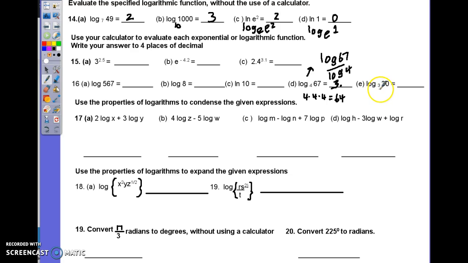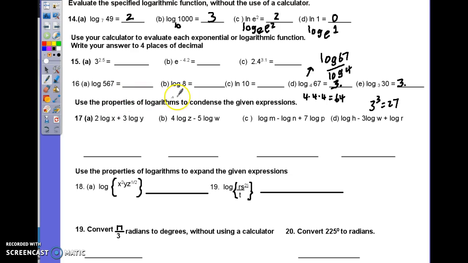And just to give you an idea of what you should have, 3 to what exponent will give you close to 30? You probably know that 3 cubed gets you pretty close. It's 27. So the exponent to which you have to raise the base is 3. So it's going to be 3 point something, a little bit more than 3. So that will give you an idea of whether or not you're in the right neighborhood in terms of your answer. All right?